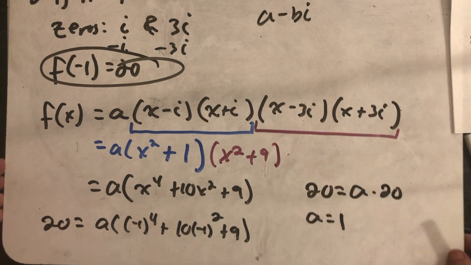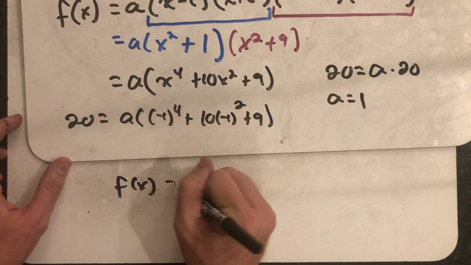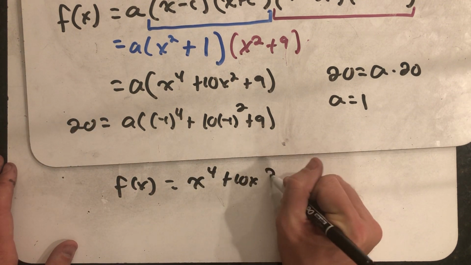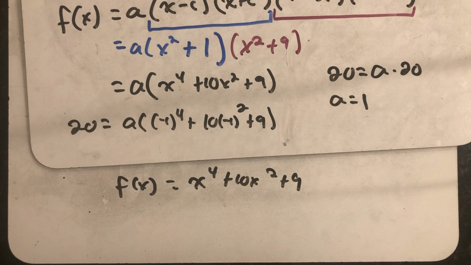All right, that lets me write down what my polynomial is. f of x equals 1 times x to the fourth plus 10x squared plus 9. Well, the instructions ask me to use my graphing utility to verify any real zeros. No point to doing that here. There are not going to be any real zeros. So there's my nice, happy final answer.